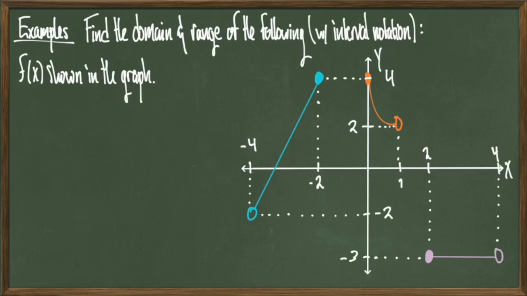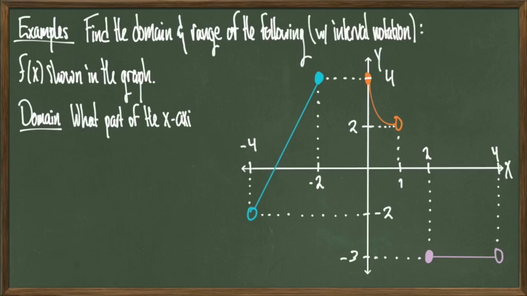So like I said, when looking at the domain, we're going to look at which part of the x-axis is covered by the function given. A portion of the number line is covered by the blue line, a portion by the orange curve, and the last portion by the purple curve. Let's look at the blue portion, the leftmost line that's slanted upwards. It looks like the portion of the number line covered by this goes from -4 to -2, where I have an open circle over -4 and a closed circle over -2.